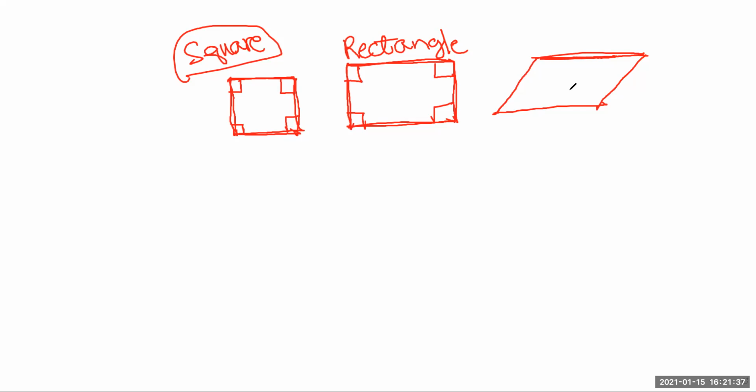Okay, Ethan, am I allowed to add something? Add something? No, no. So squares, rectangles, and parallelograms all have two pairs of parallel lines. Right.